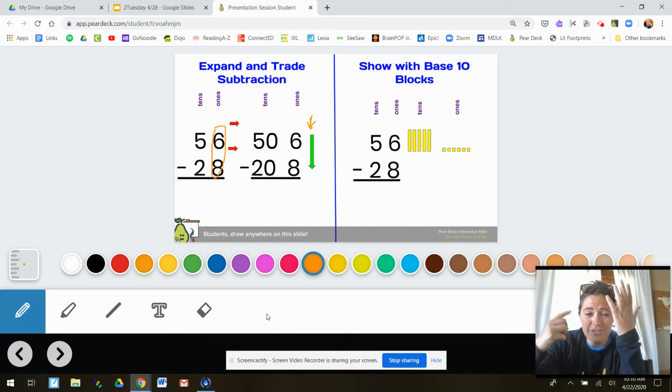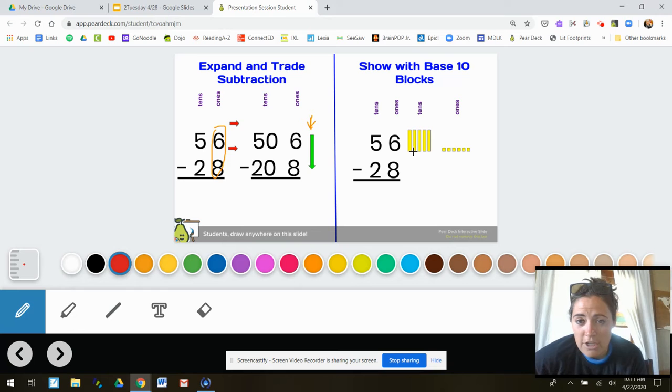So if we can't do 6 minus 8, I'm going to jump over here and I'm going to show you what that's going to look like with these base 10, okay? So now with the base 10 blocks, I'm going to grab a red. You'll notice I just showed 56 with 5 10s, so 10, 20, 30, 40, 50, and then 6 1s, okay? But I want to see, what do you think is going to happen? Because we already said I can't take 8 away from these 6 that I have. You just can't do it, okay?